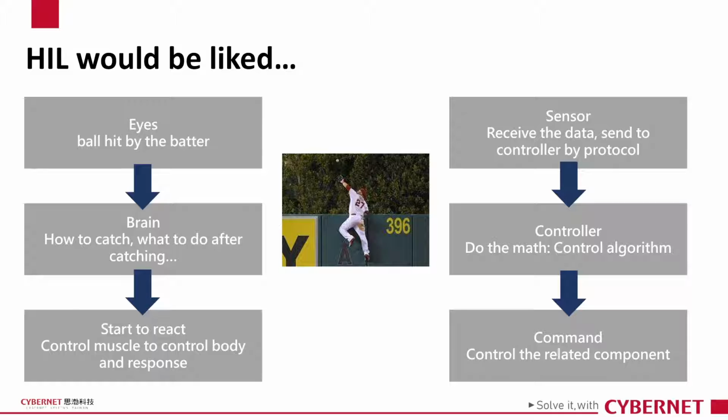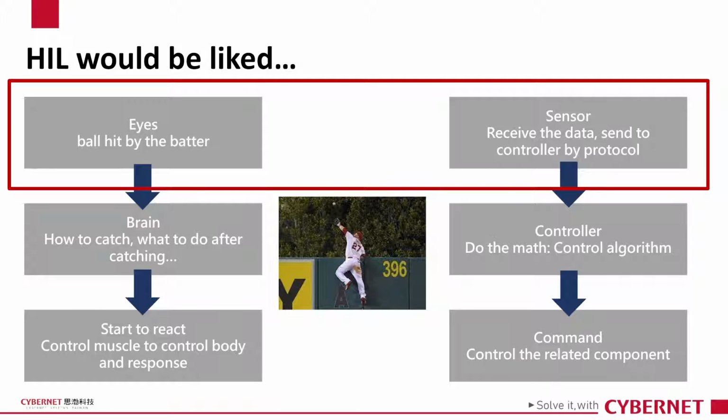Now, what if there is something wrong with the sensor? For example, on the curve, we might sometimes lose concentration instead of focusing on the curve. For the controller, the sensor might give the controller wrong data, delayed data, or data with noise. This kind of incorrect data will change the control algorithm result.